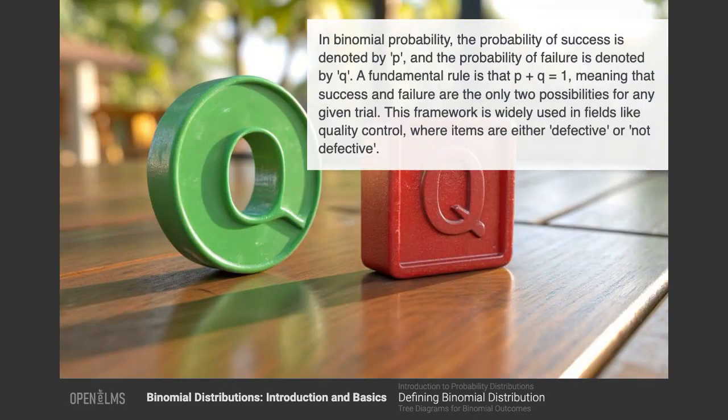In binomial probability, the probability of success is denoted by P, and the probability of failure is denoted by Q. A fundamental rule is that P plus Q equals 1, meaning that success and failure are the only two possibilities for any given trial. This framework is widely used in fields like quality control, where items are either defective or not defective.